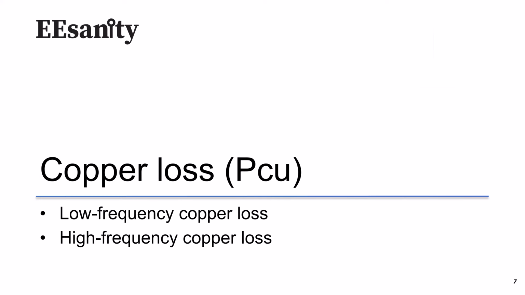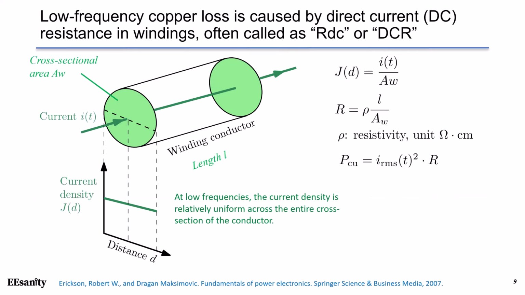Let's start with basic concepts of copper loss in this lecture. According to the operating frequency, we can put them in two categories: low frequency copper loss and high frequency copper loss. Let's talk about low frequency copper loss first. Low frequency copper loss is caused by the DC current, or DC, resistance in the winding. DC resistance is the resistance under a DC or low frequency current. It is often called RDC or DCR.